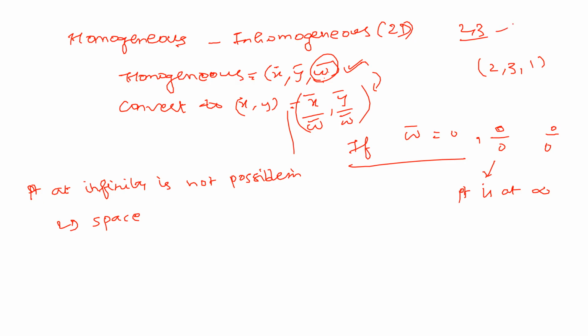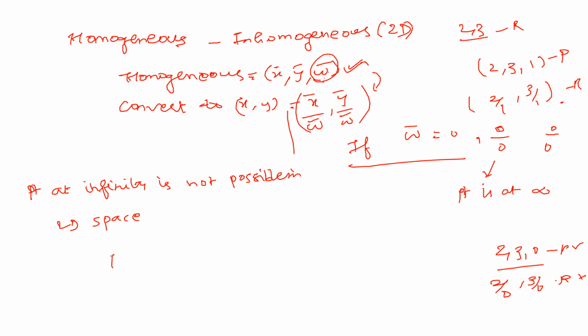And this is real space, this is projective space. Again, if I want to convert into real space, what I'll do is 2 by 1 comma 3 by 1, and it will become a real space. So if I am representing a point at infinity in projective space, it will become 2 by 0, 3 by 0. In projective space it is possible, but in case of real space it is not possible.